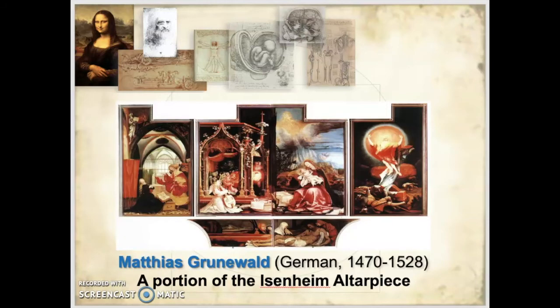Here's Matthias Grunewald. He's a German painter. This is a portion of the Eisenheim altarpiece. An altarpiece is that wooden grouping of pictures that would be behind the altar in a Catholic church. And so sometimes instead of stained glass, you'd have these altarpieces that would depict scenes from the Bible, biblical figures, and so on. And so here you see, again, the colors are brighter, the images are clearer, more distinct. And that's a good example of Northern Renaissance art.